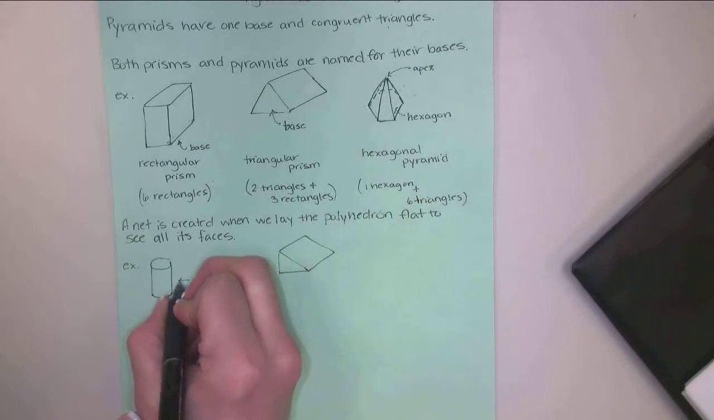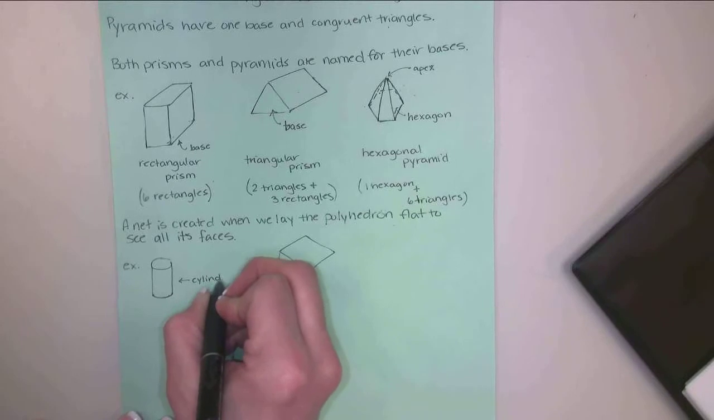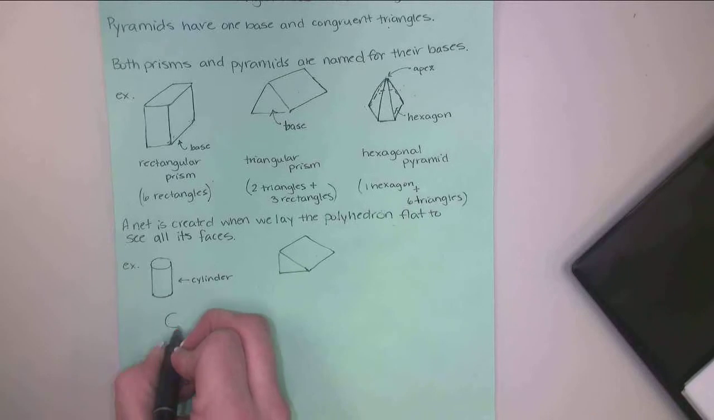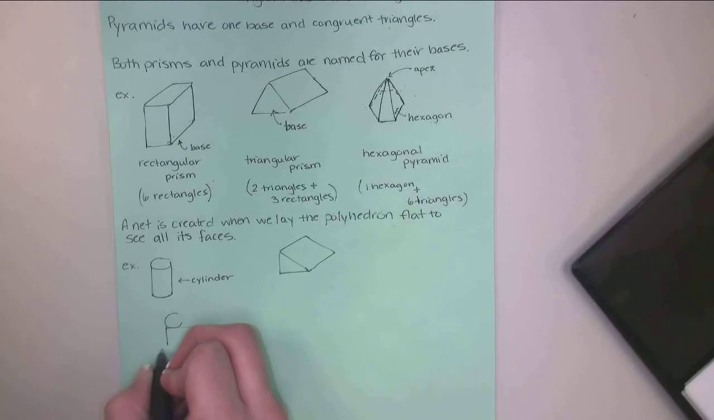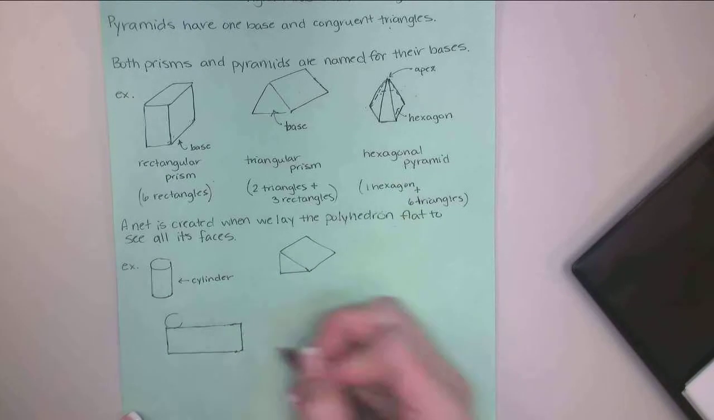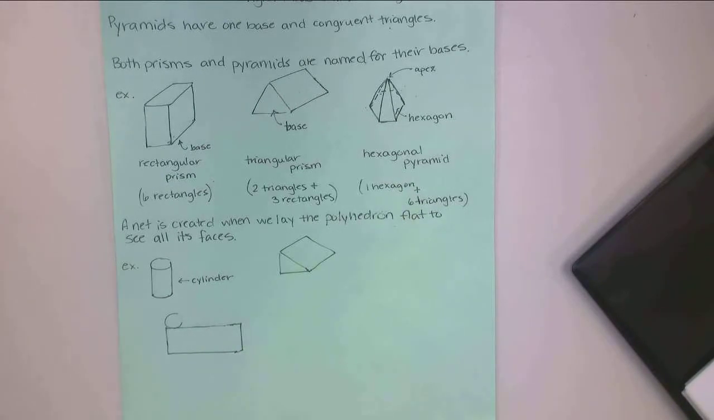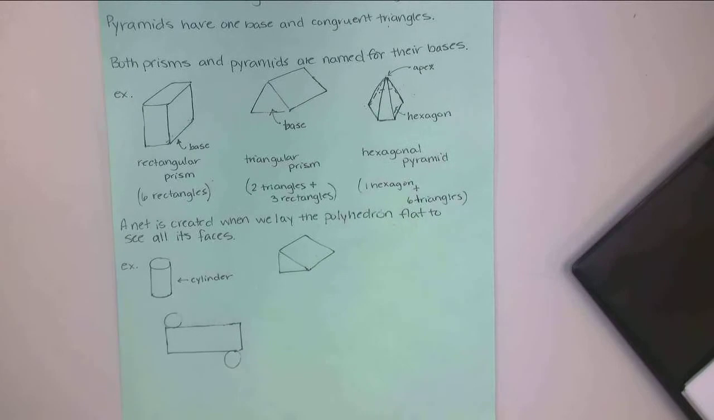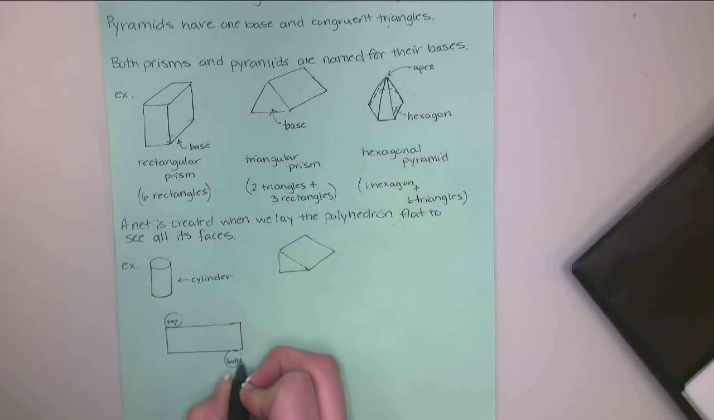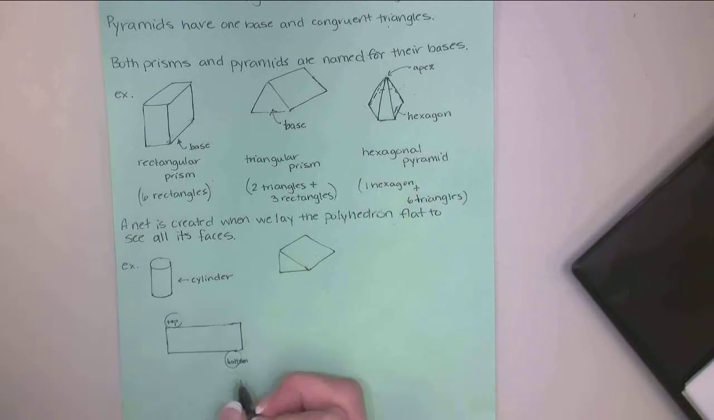So here we have a cylinder, basically like a soup can. So what we could do is we could cut the top and bottom off of the soup can, and then cut along the edge from top to bottom of the soup can and lay the soup can flat. So here we have our top of the soup can, here we have the bottom, and this rectangular shape is the open portion, okay, where all the soup would go. So here, this is the net of a cylinder.